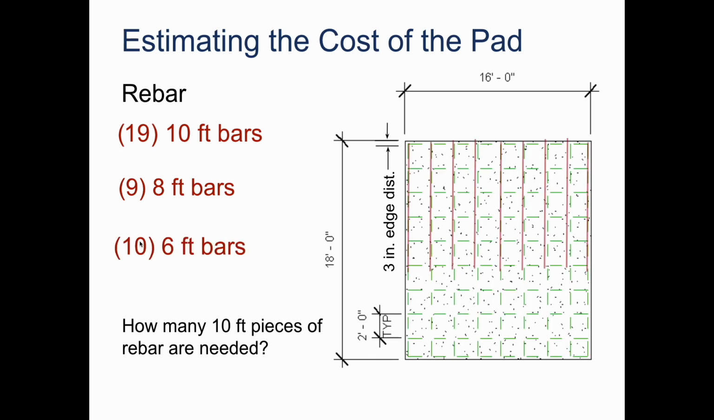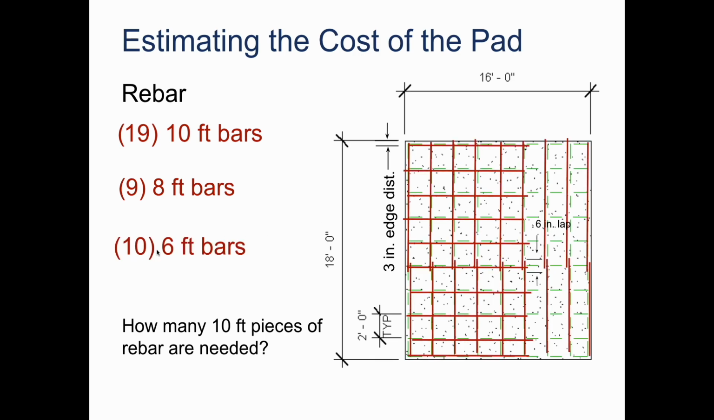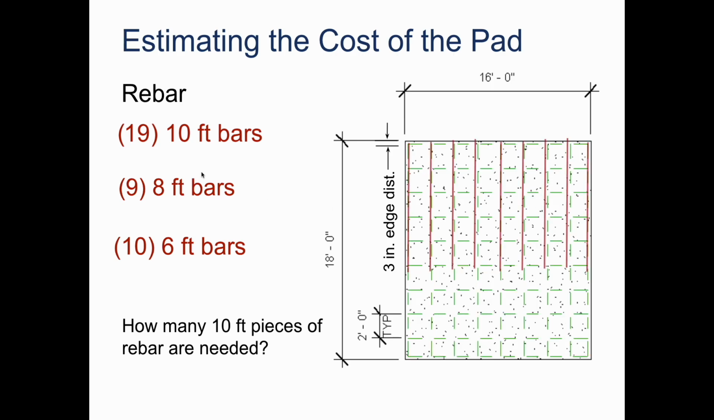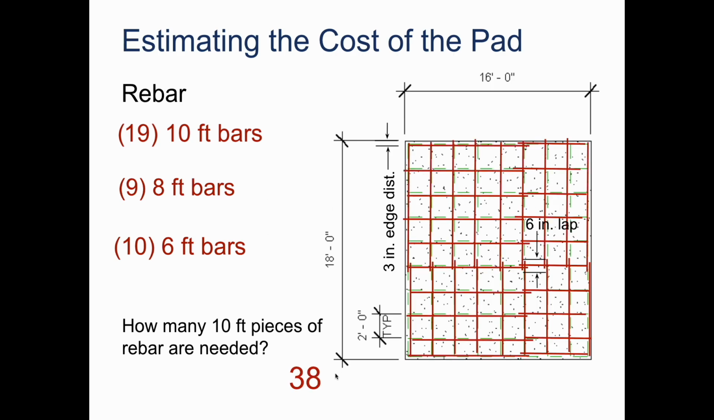So we're going to have 9 of those guys. And we're also going to need 10 6-foot bar sections to fill in this, right? And so in total, how many pieces of rebar are we going to actually need? It's going to be 38. So how do we get that? Because we add 10 plus 9 plus 19, that gives us 38.